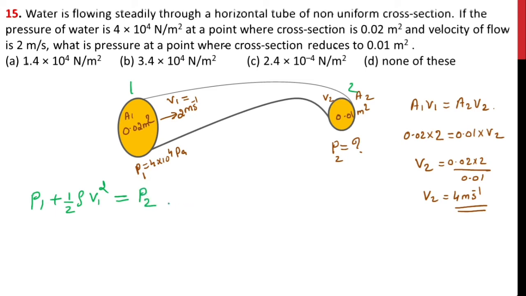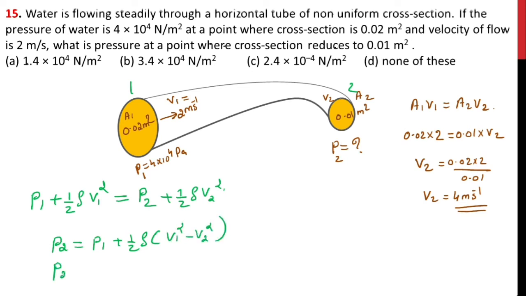So we can write here P2 plus kinetic energy per unit volume, that is half into rho into V2 square. Here the question is asking what is the pressure at a point where the cross section area reduces to 0.01 meter square. So in the second area pressure, that means you have to calculate P2. So P2 is equal to P1 plus half into rho into V1 square minus half into rho into V2 square. So we can take the half into rho outside. So V1 square minus V2 square.